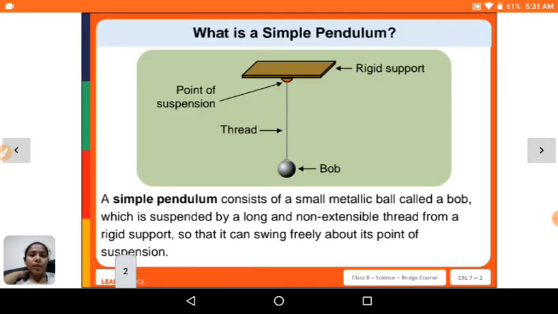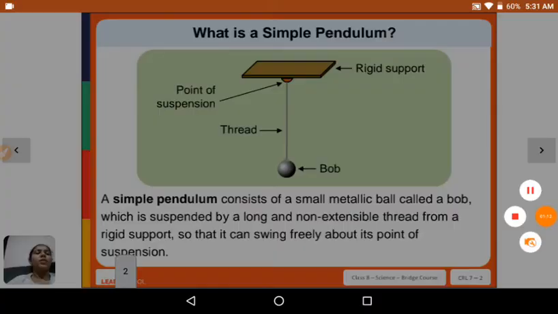What is a simple pendulum? A pendulum consists of a small metallic ball called a bob, which is suspended by a long and non-extensible thread from a rigid support so it can swing freely about its point of suspension.